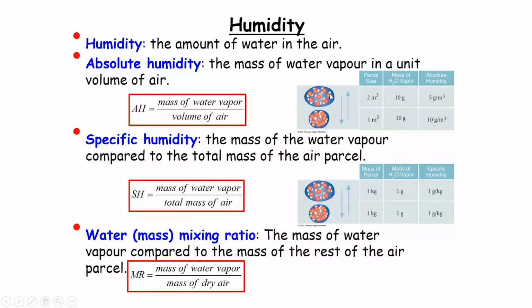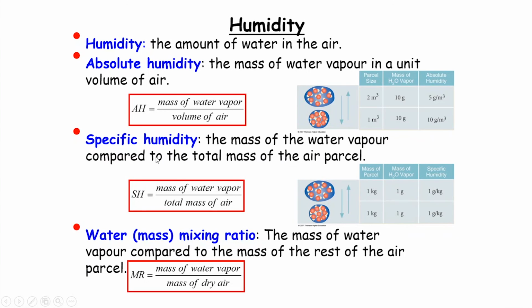Since it is related to volume, this air volume can be compressed. When it is compressed, the mass is still the same but its volume decreased. Its volume is now 1 meter cube, whereas the mass of H2O vapor is 10 grams. So the absolute humidity is 10 gram per meter cube.